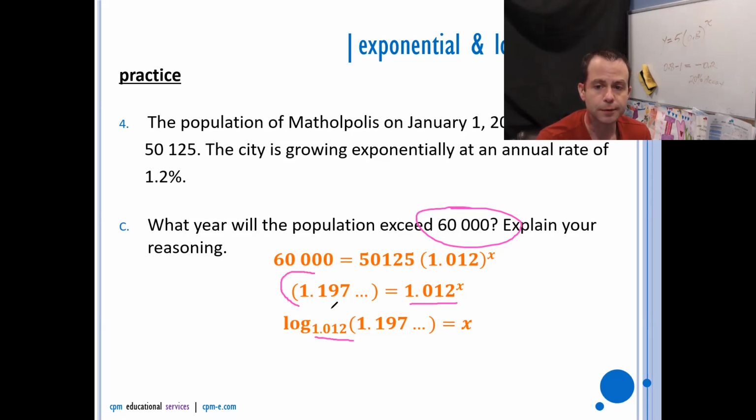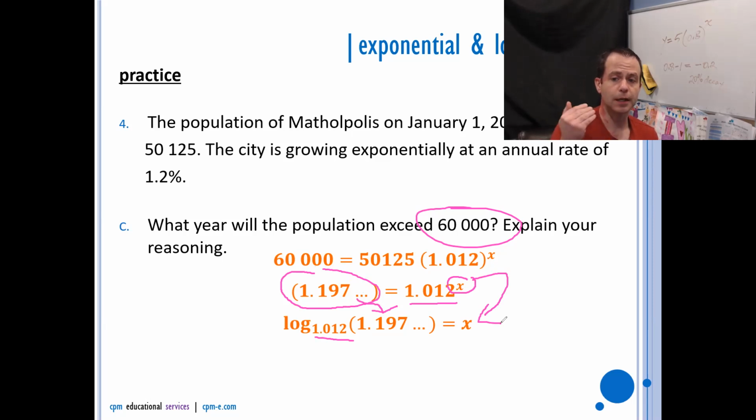The dude that was free is now locked into the log, and the dude that was locked as an exponent is now free. So those guys switch jobs, okay? The base becomes the base. The dude that was free becomes locked, and the dude that was locked becomes free. That's how we switch between the exponential form and the logarithmic form, okay?